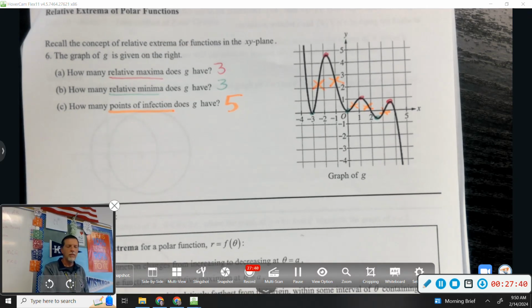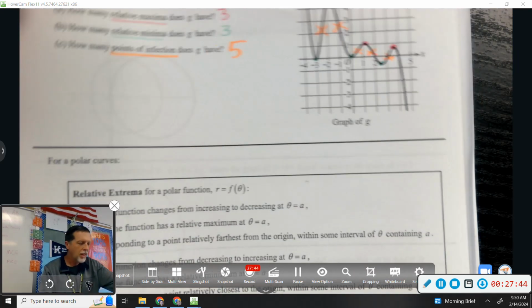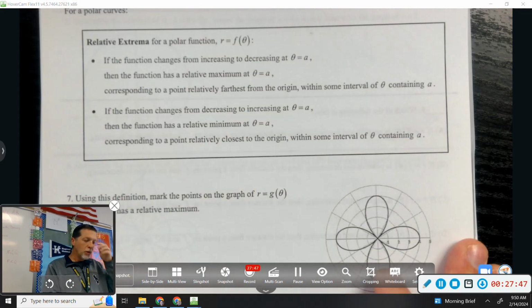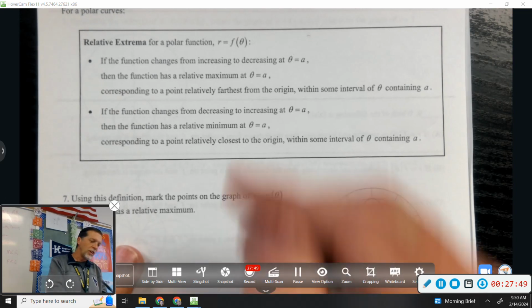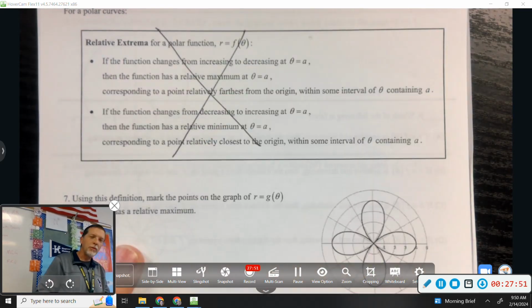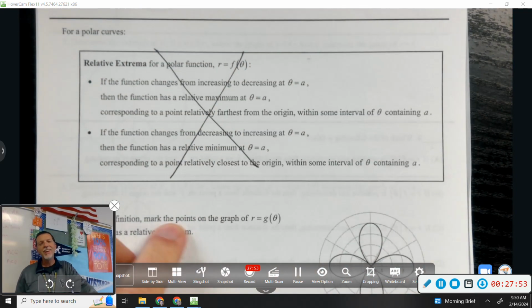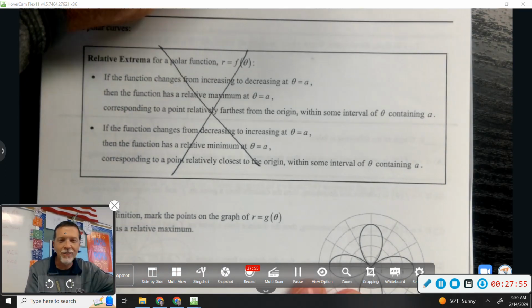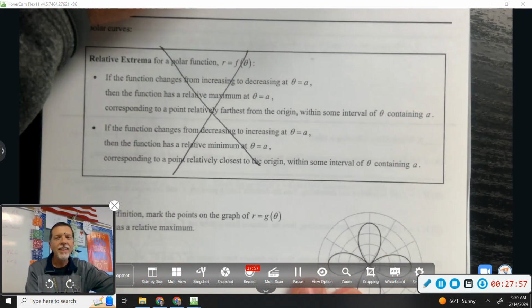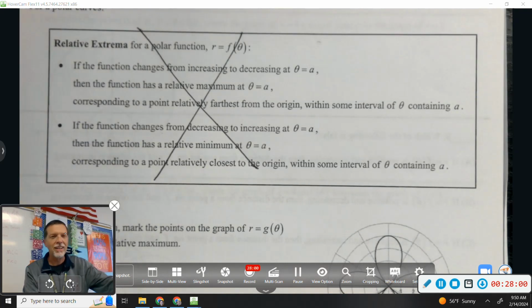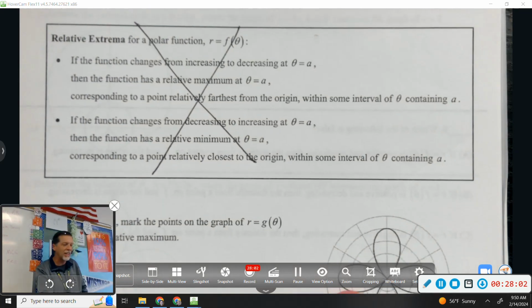Okay, maxes and mins on an XY plane, no big deal. Maximum and minimums on a polar curve, more confusing. We pulled that from College Board, and then the more Miss Murray and I looked at it, we're like, that's not even right. So I'm going to hold off on why it's not right, and let's just say, meh, that's not good. Instead, let's look at this picture.